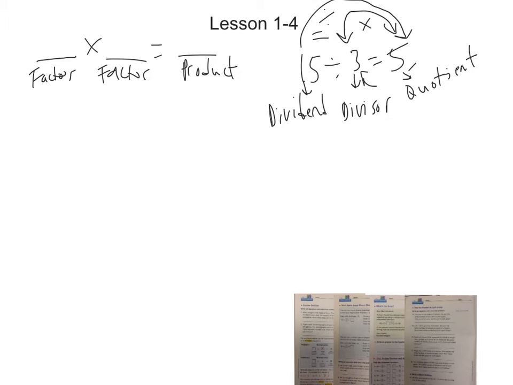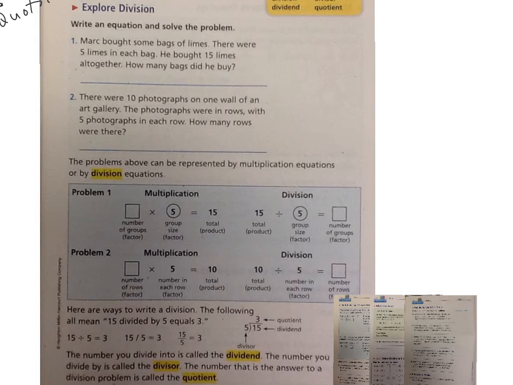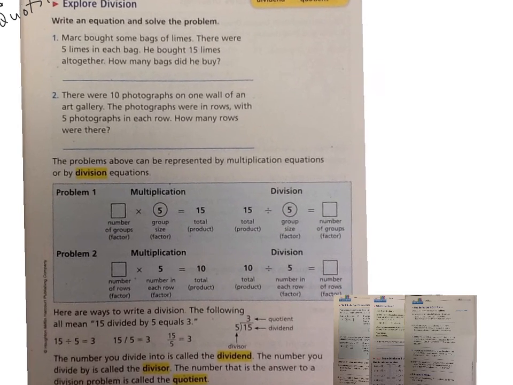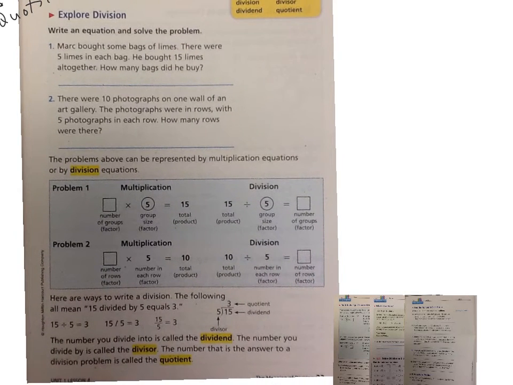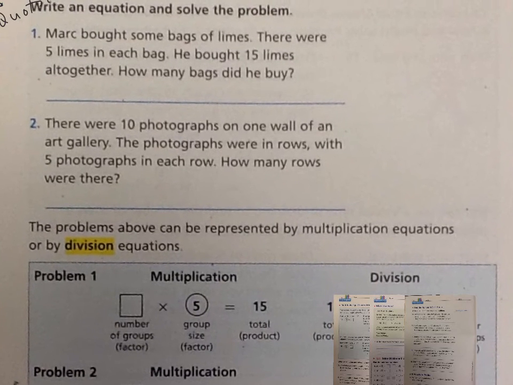So let's get right at it. Turn to page 23. It says explore division. So it says write an equation and solve the problem. I just kind of did this one off to the side. Mark bought some bags of limes. There were 5 limes in each bag. He bought 15 limes altogether. How many bags did he buy?